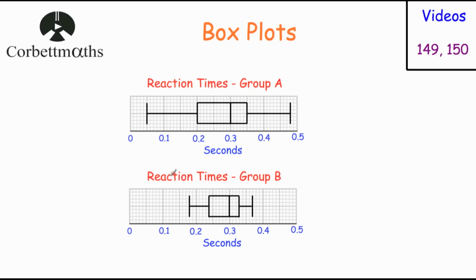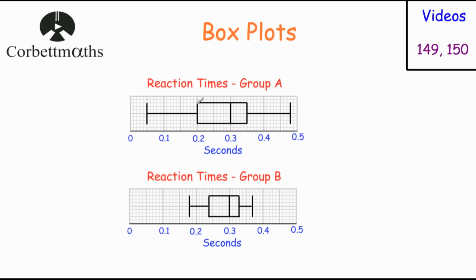Now if I was to compare these box plots for group A and group B, the first thing I notice is the medians are the same. So that means that their average, the median, reaction time is the same. It's equal to each other. But another thing that I notice is that this group A is much wider. It means it's much more spread out. So it means there's some people with really fast reaction times, and then you've got some people with really slow reaction times. So they're much more spread out.